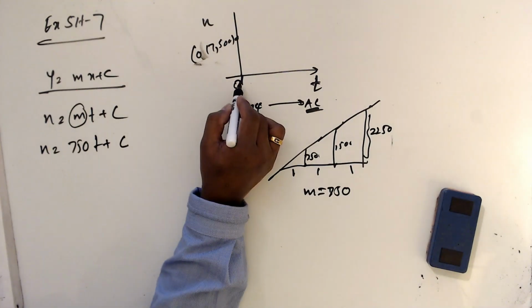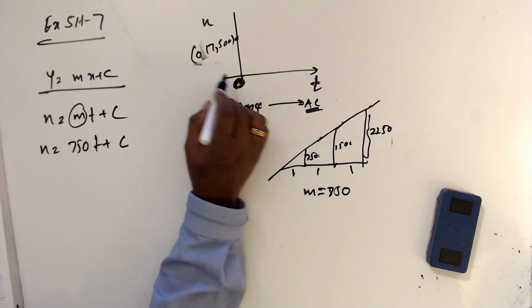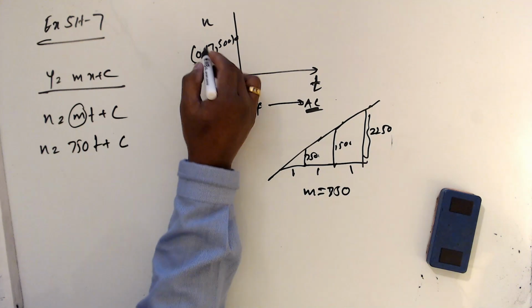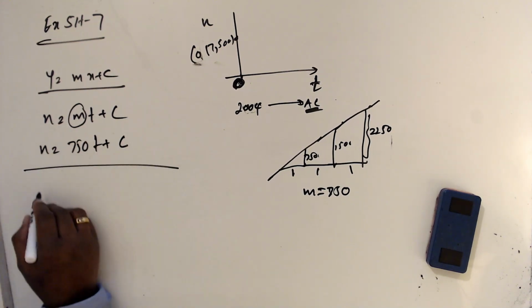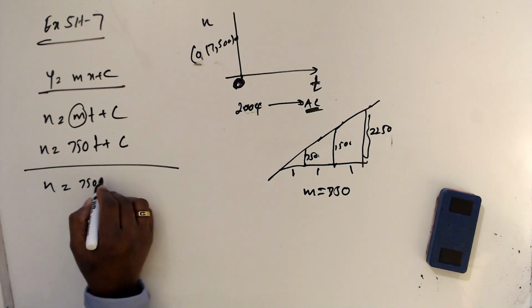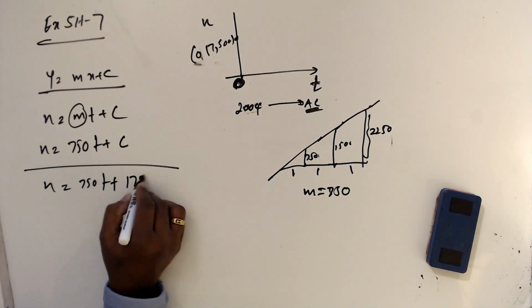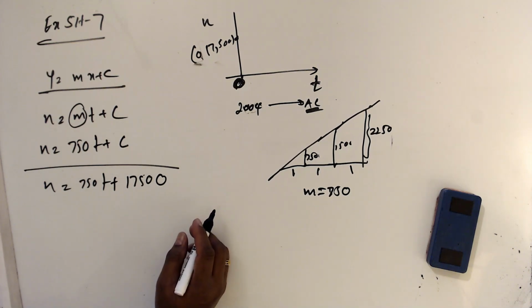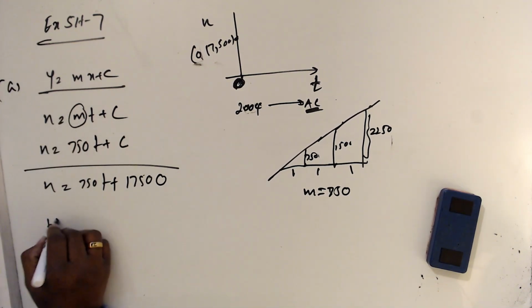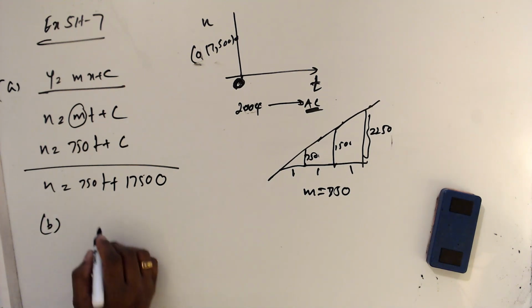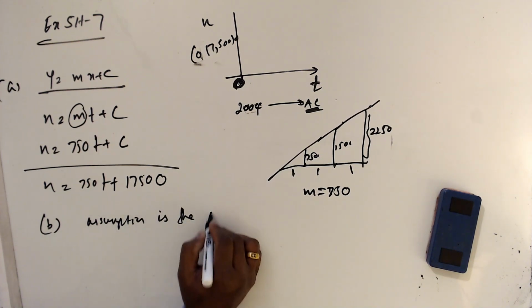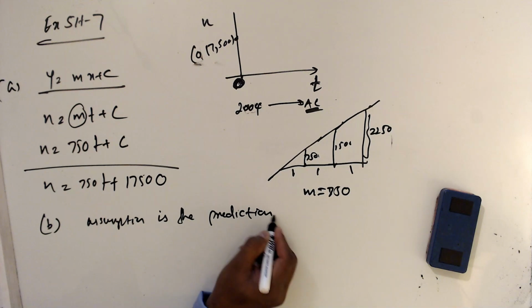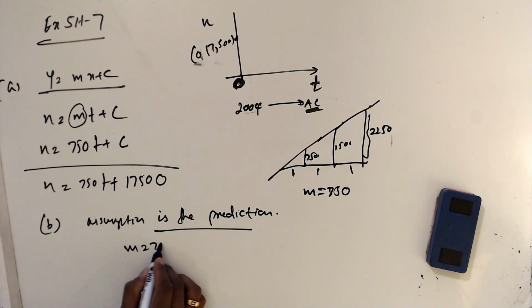At the start, when T equals 0, how many homes have internet? 17,500. So this is the equation: N equals 750T plus 17,500. This is part A. Part B asks which assumption. The assumption is the prediction. What is the prediction? M equals 750.